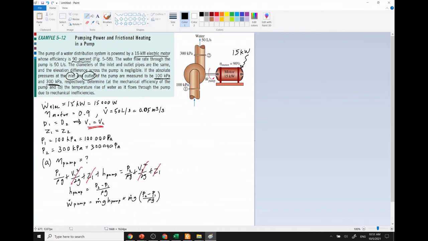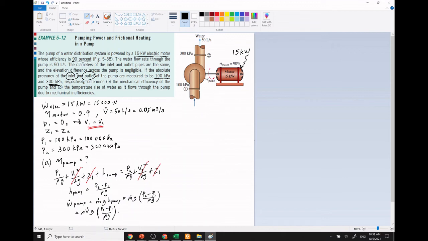Okay, so we can try to solve this. Mass flow rate: we don't have the mass flow rate given, but it can be given by rho times the volumetric flow rate. So we have rho, volumetric flow rate, and G, times P2 minus P1 over rho G.